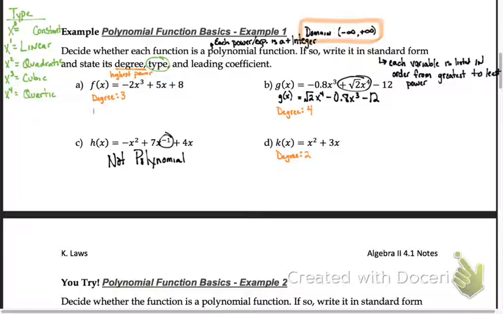As far as my different types, what's the type of A? Cubic. What about the type of B? Quartic. And then the type of D? Quadratic.